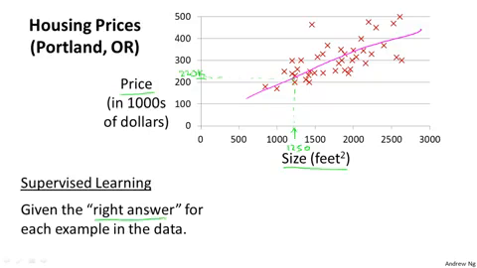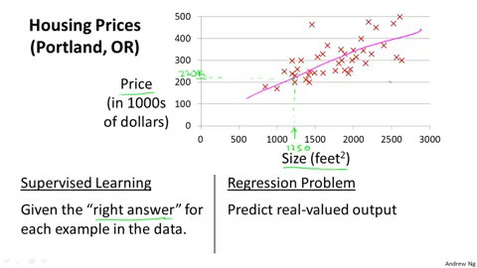Namely, we're told what was the actual price that each of the houses in our data set was sold for. And moreover, this is an example of a regression problem, where the term regression refers to the fact that we're predicting a real-valued output, namely the price.